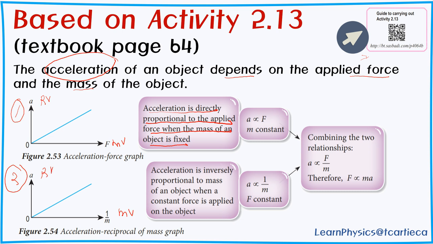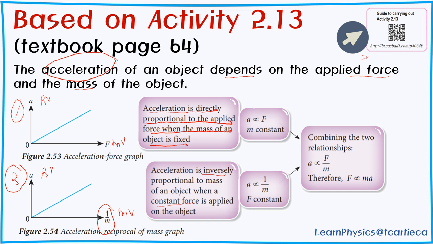Tapi kalau ikutkan mass, kita tak dapat graph directly proportional. Kita dapat inversely proportional. Acceleration inversely proportional to mass when force is constant. Alright? Tapi kita nak dapatkan directly proportional, kita reciprocal the mass. That's why we put 1/m to get the directly proportional graph.